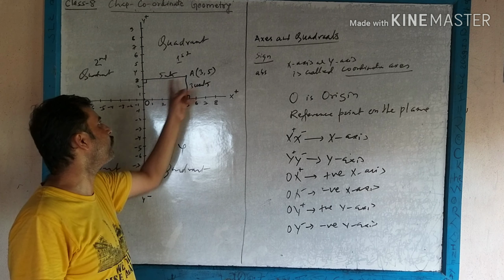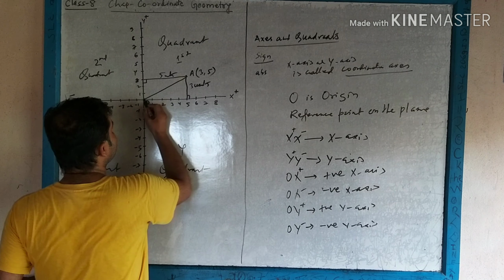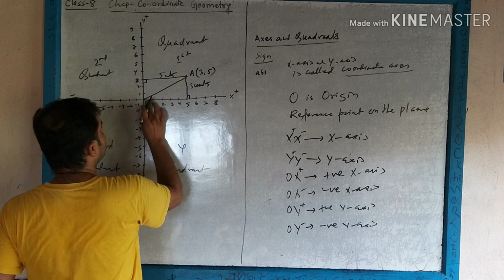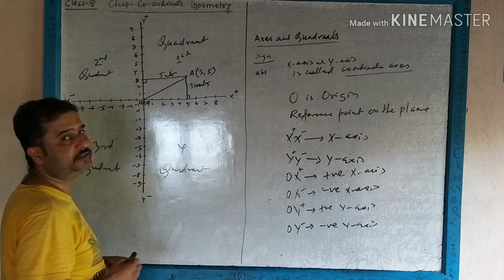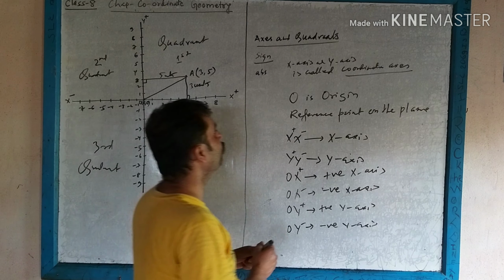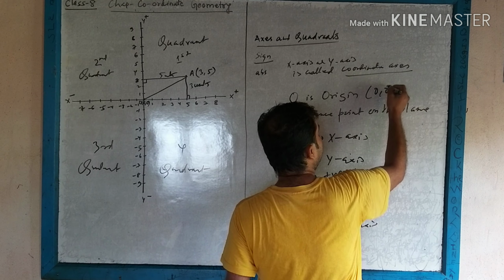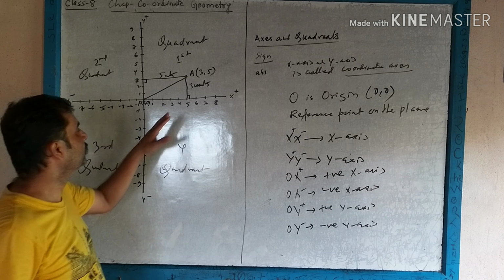Then you will join this point and find the distance. The coordinates of the origin are (0, 0). It is the starting point. The coordinates of the point at the origin are (0, 0).